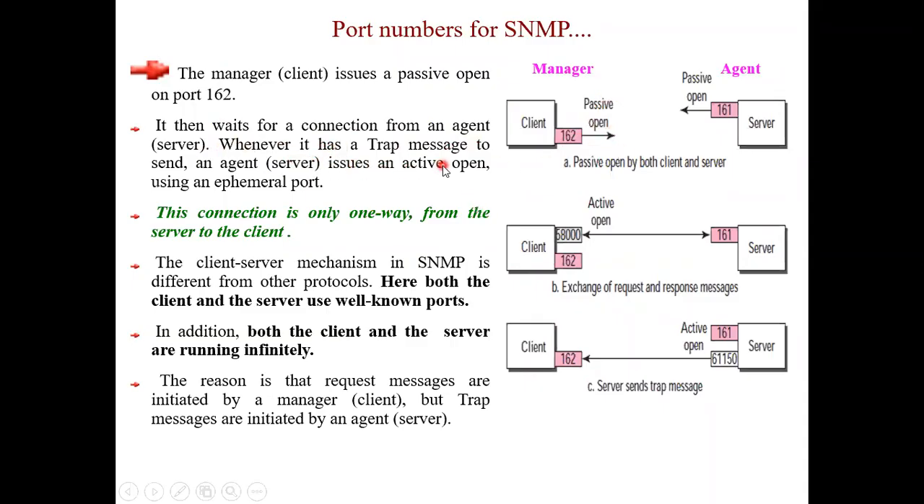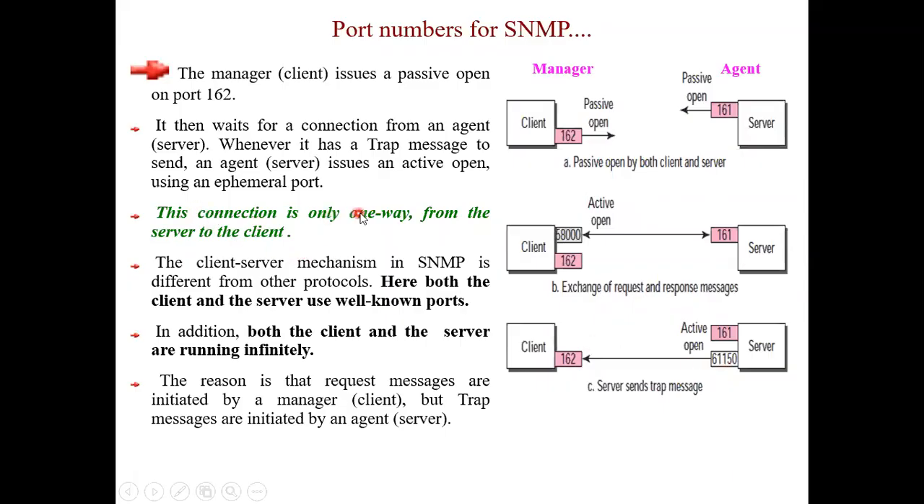Now, whenever there is a trap message to send, an agent issues an active open. If it has some data to send, then it will issue an active open. Now, for the active open, it can use any port number. So that's why your random port number is there. Here, it was written as any. Okay. So that is the client server mechanism.